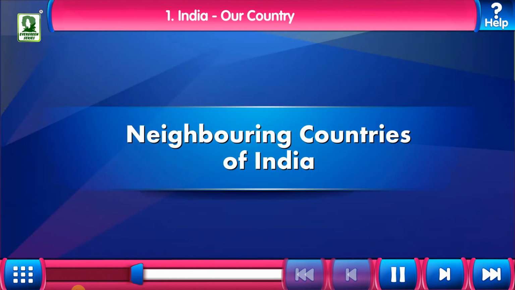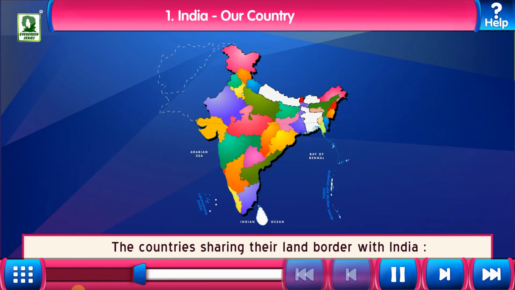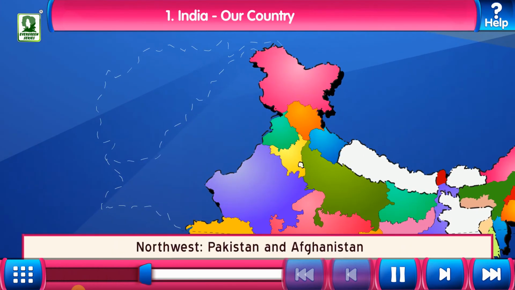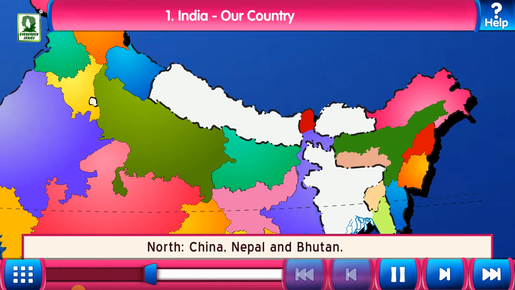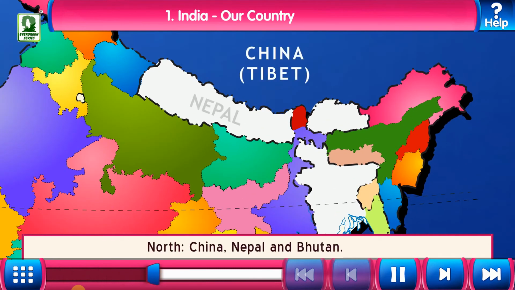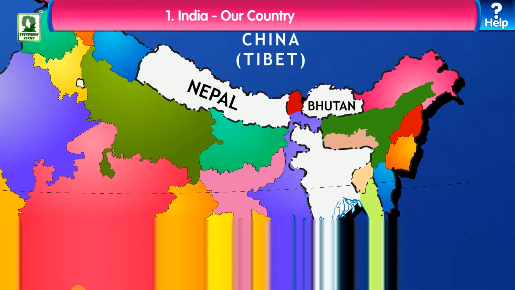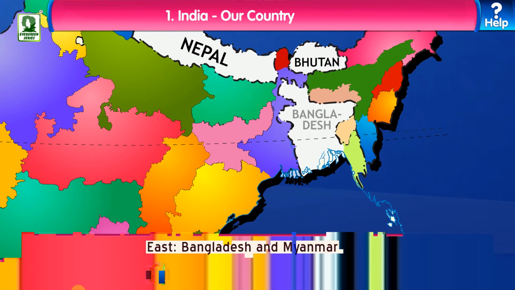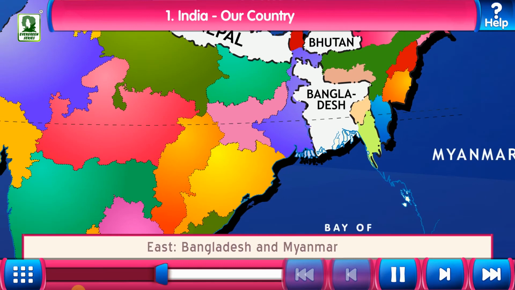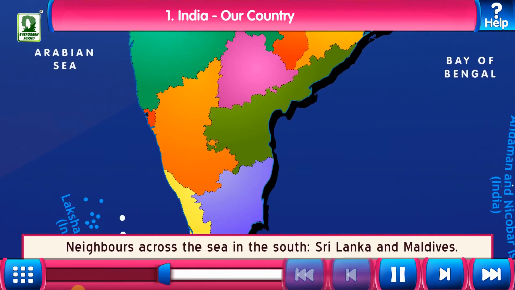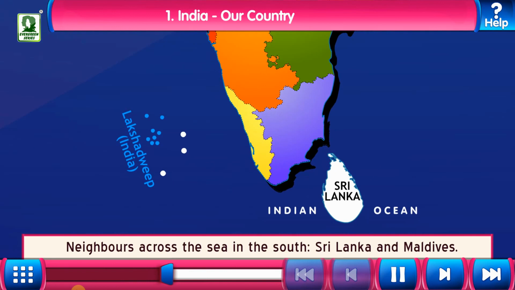Neighboring countries of India. The countries sharing their land border with India: Northwest, Pakistan and Afghanistan. North, China, Nepal and Bhutan. East, Bangladesh and Myanmar. Neighbors across the sea in the south, Sri Lanka and Maldives.